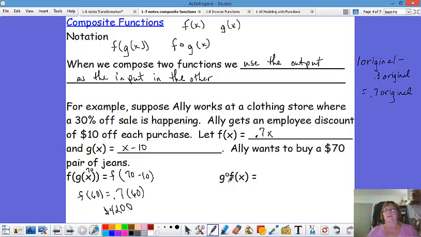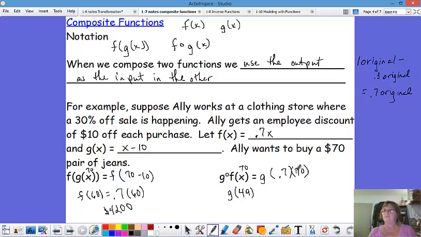If we went the other way, and notice we use the different notation here, g of f of x, that means that we have to do the g function to, and remember, those jeans are $70. We have to do the g function to the f thing. So now we're talking 0.7 times 70. And let's see, 0.7 times 70 is 49, right?